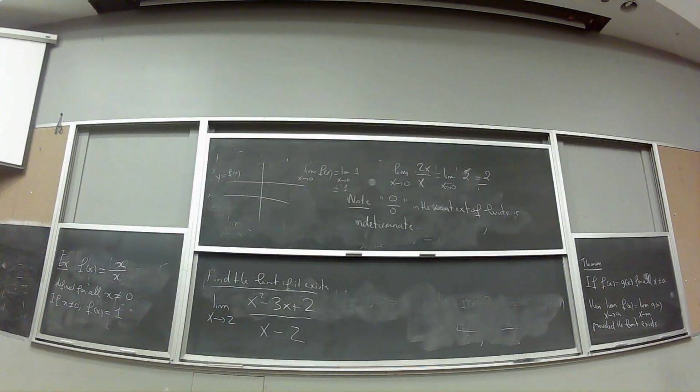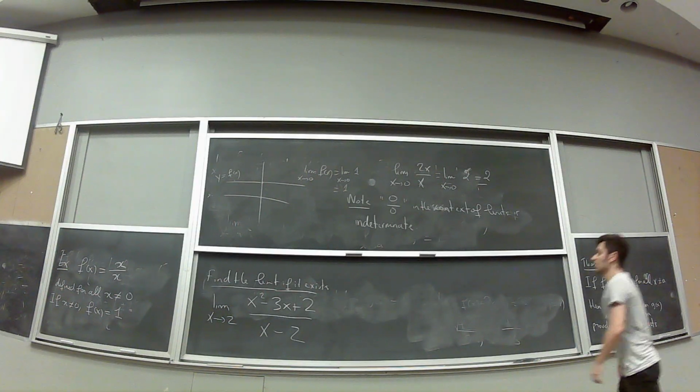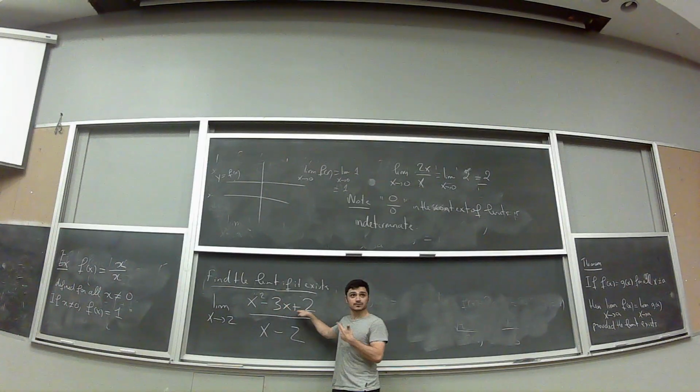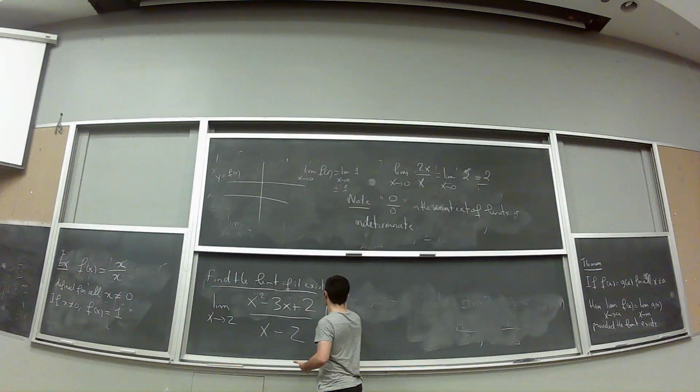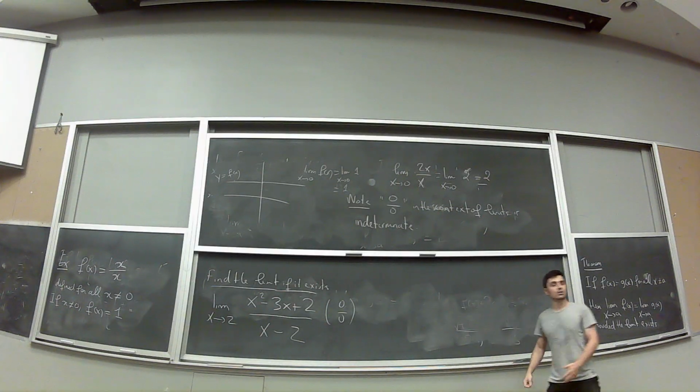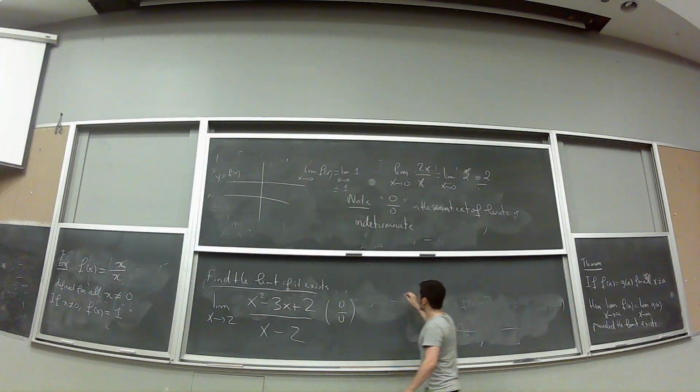Now, what's the first thing I try when I have to evaluate this limit? What's the first thing you do? You want to try to use the limit laws, right? I have a polynomial on top, polynomial on the bottom. So I can try to plug in. Plug in 2 here, what do you get? 2 squared, which is 4 minus 6 plus 2. 0. On the bottom, what do you get? 2 minus 2, which is 0. This is 0 over 0. Can I determine what this is? No.